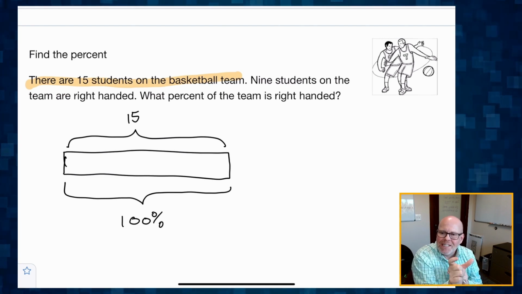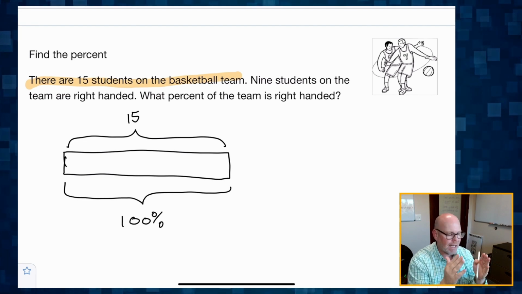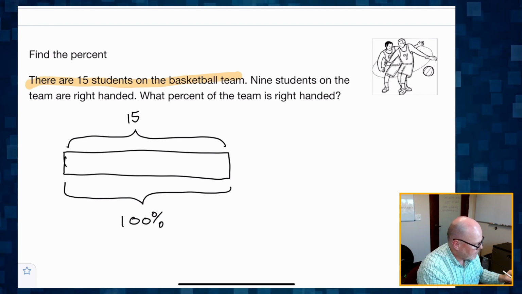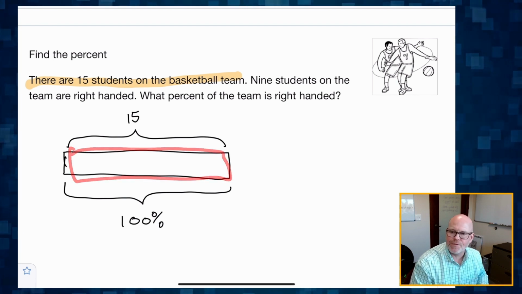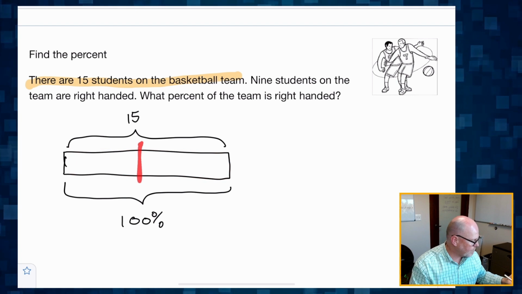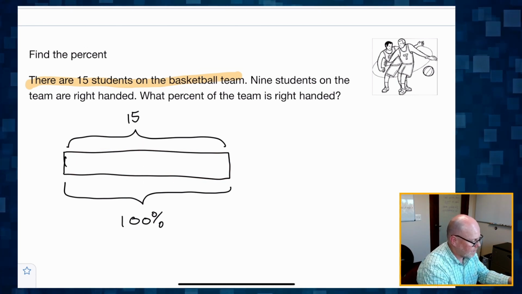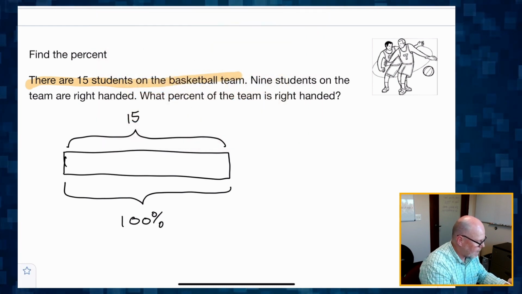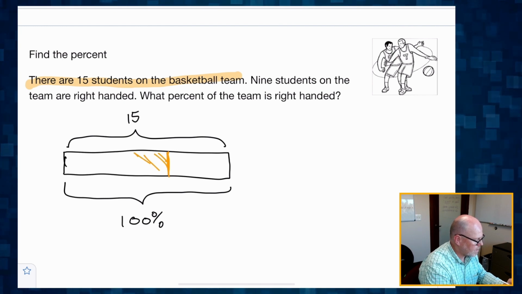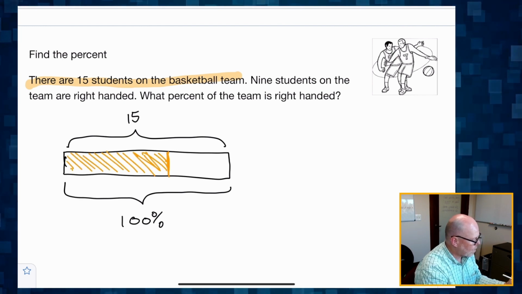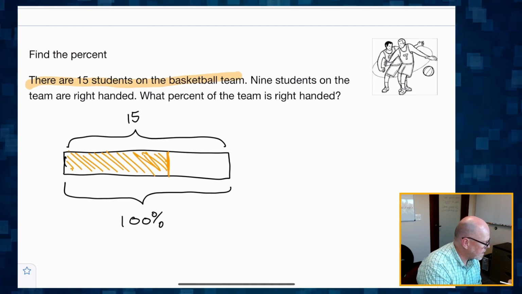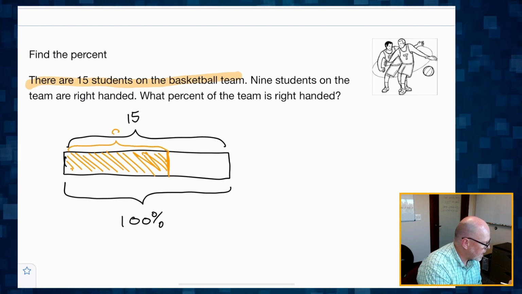Now it says 9 students on the team are right-handed. So, well, if that whole thing represents 15 students, half would be 7.5, so 9 would be, I don't know, it doesn't exactly matter where. So let's estimate that 9 is right here. So this portion right here represents our 9 students. So I'm going to write that down right there, 9 students.